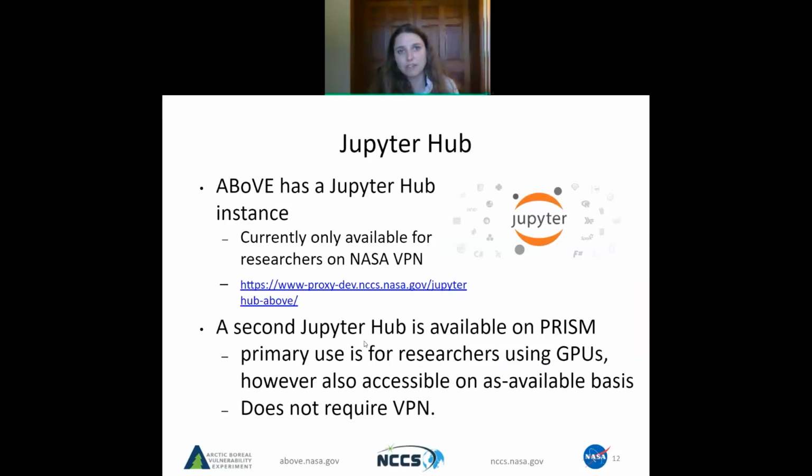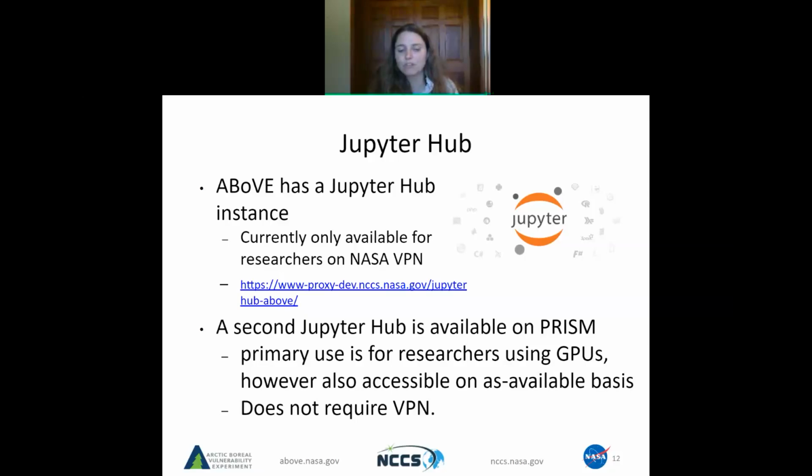So we mentioned a little bit earlier that Jupyter Hub is now available. And this is a little tricky. So Above does have its own Jupyter Hub instance. However, you have to be on the NASA VPN to use that particular instance on the Above nodes. And that's just due to some security issues that NCCS is still working through. But then NCCS also has another Jupyter Hub instance that's available for Prism. So the primary use then is for Prism users who want to use the GPUs.